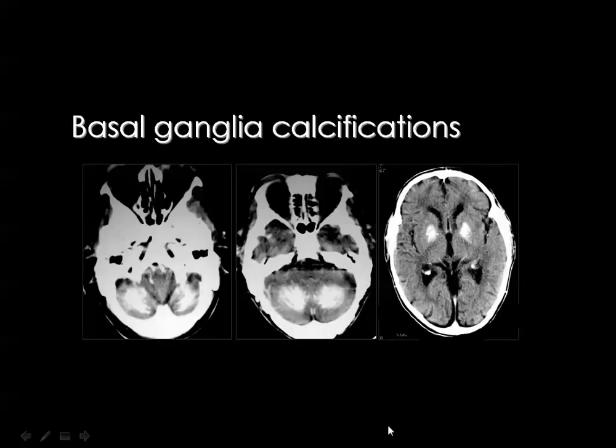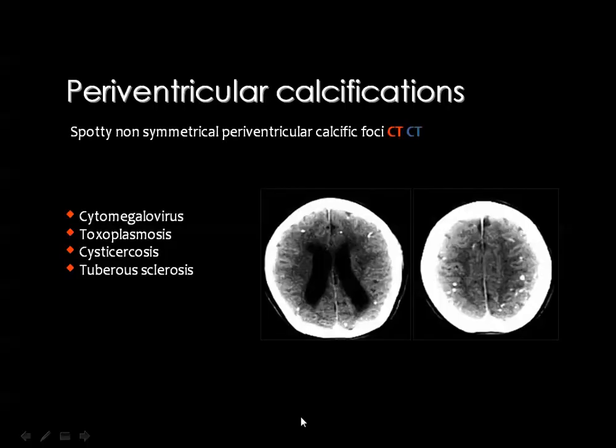A third example of basal ganglia calcification, and whenever you see this basal ganglia calcification, you should say that this is for differential diagnosis, including idiopathic, familial, hypoparathyroidism, hyperparathyroidism, and so on, as you have seen in the previous list.